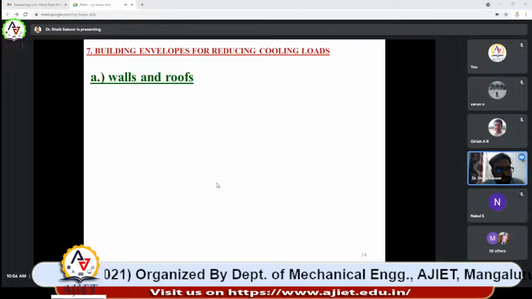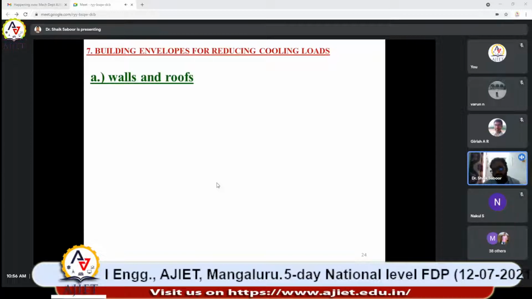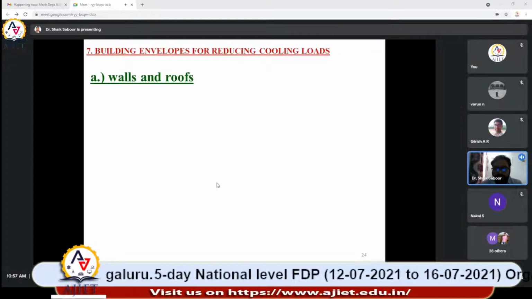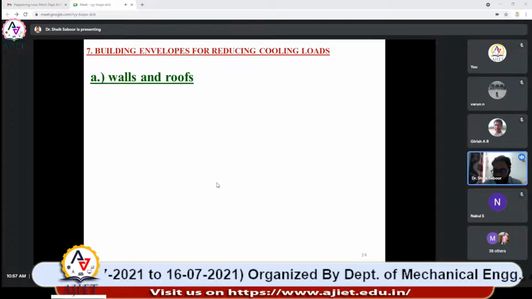Another important aspect that we need to focus on is the envelopes. When we talk about envelopes, immediately the walls and roofs of the buildings come to mind.